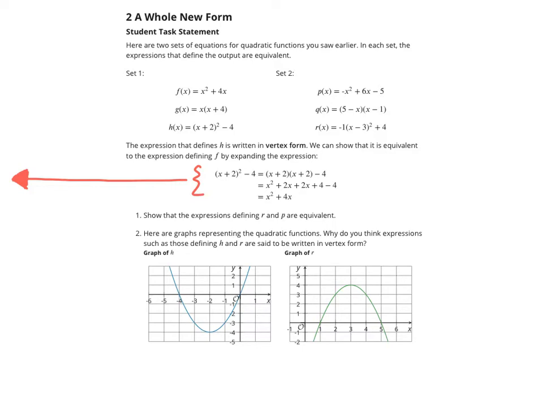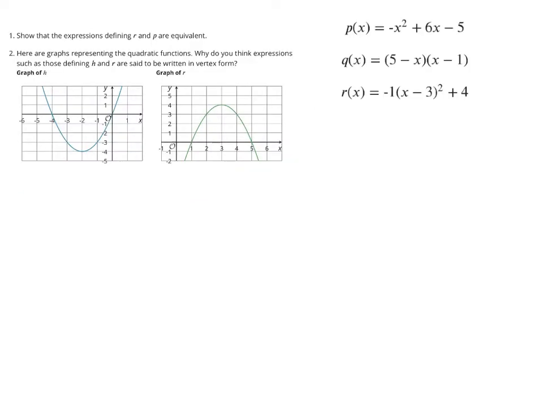Question number 1 says, show that the expressions defining r and p are equivalent. Luckily, I did not expand r in the previous slide, but I need to, I copied this onto a new slide so that I had room to work. So number 1 said, show that the expressions defining r and p are equivalent. So I need to expand this. So I'm going to write that negative 1, and then I need to write x minus 3 twice. And I'm going to go ahead and FOIL this one.